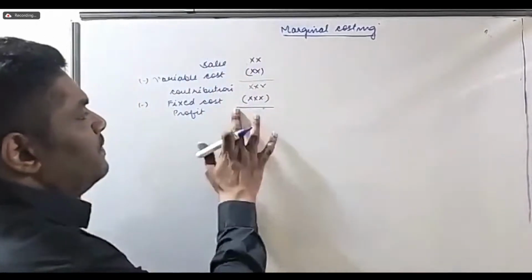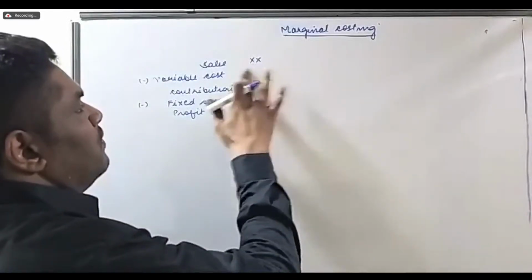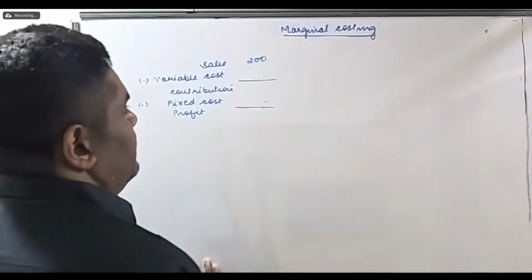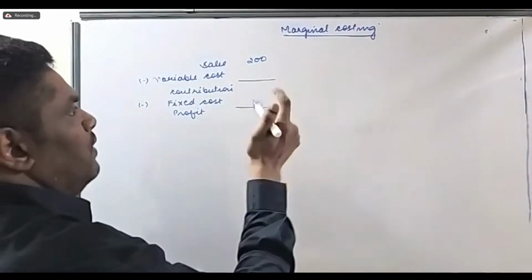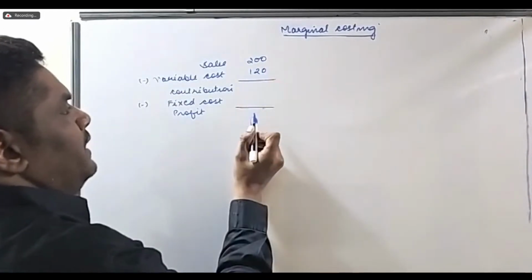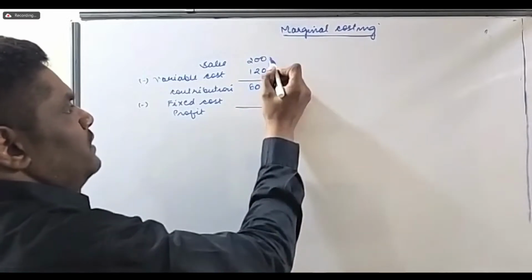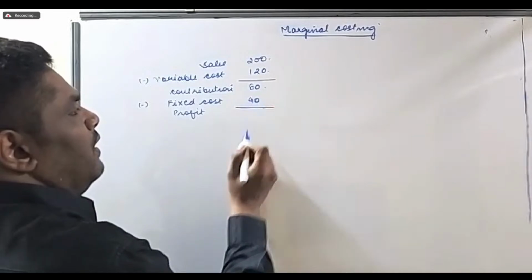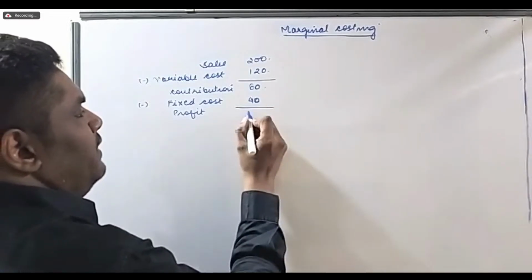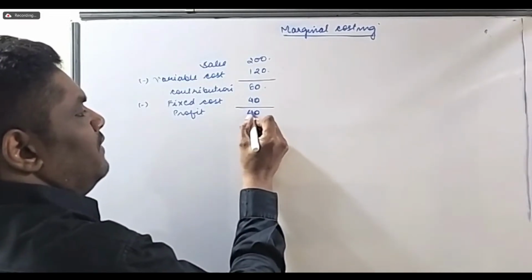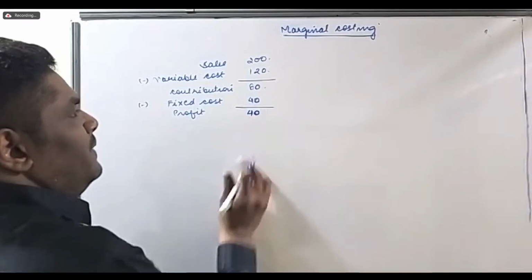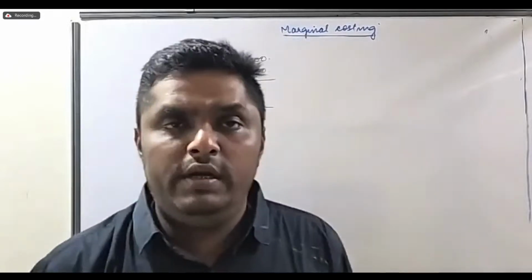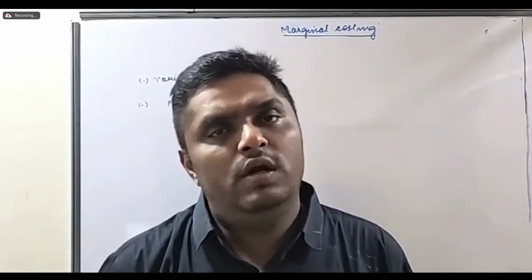Let's say my total sales is 200. My variable cost is 120. Therefore, my contribution will be how much? 200 minus 120, 80. Let's say my fixed cost is 40. Therefore, my profit will be how much? 40. So sales minus variable cost is contribution. Contribution minus fixed cost is what? My profit.